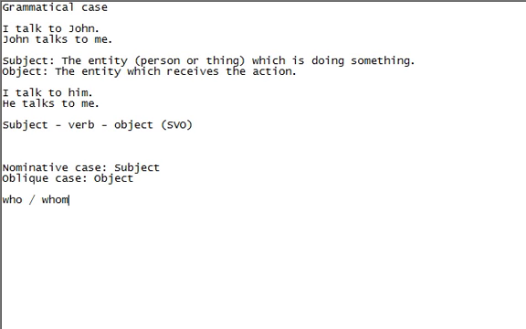People don't usually have trouble with the difference between he and him. If you're a native English speaker, you can usually intuitively say, I talk to him. You don't say, I talk to he. It doesn't make sense. I talk to him. And if he talks to me, then he talks to me, not him talks to me. That doesn't make sense. But people mix up who and whom because they're not used to thinking about it in this way. But it works the same way. Who is a nominative word, and whom is the oblique word.